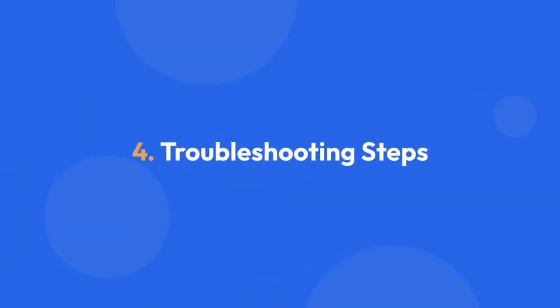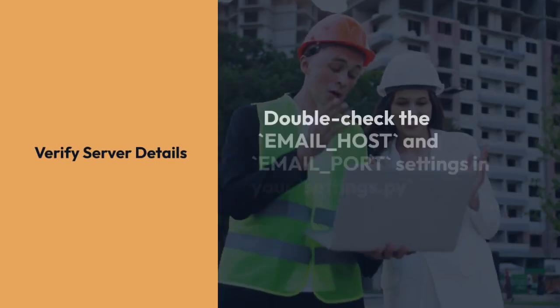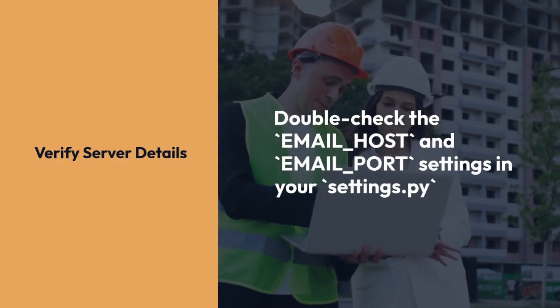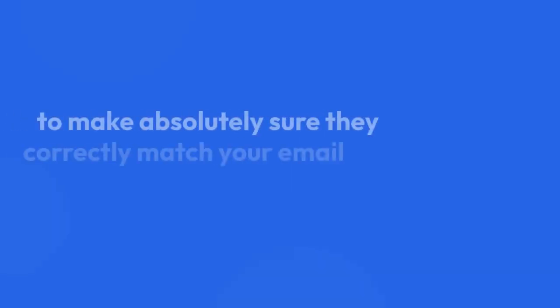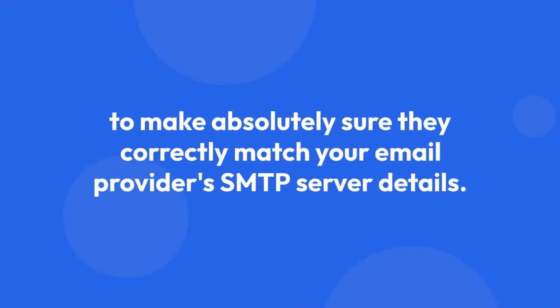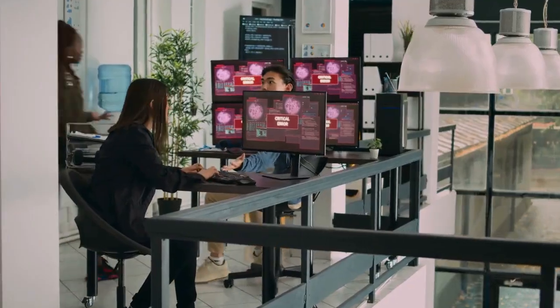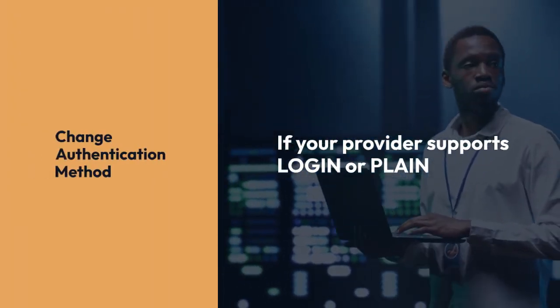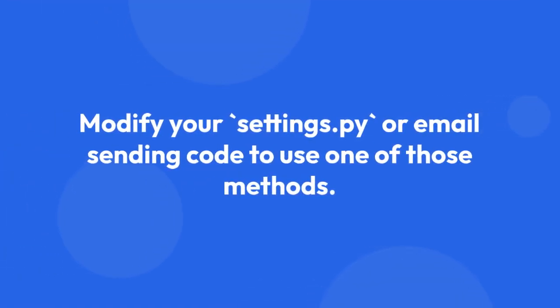4. Troubleshooting steps. Verify server details. Double-check the email_host and email_port settings in your `settings.py` to make absolutely sure they correctly match your email provider's SMTP server details. A wrong port can be a common reason. Change authentication method. If your provider supports login or plain, modify your `settings.py` or email sending code to use one of those methods. Some libraries might have specific settings for this, so consult the documentation for the email library you're using.